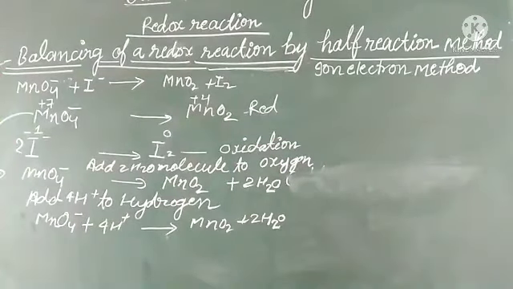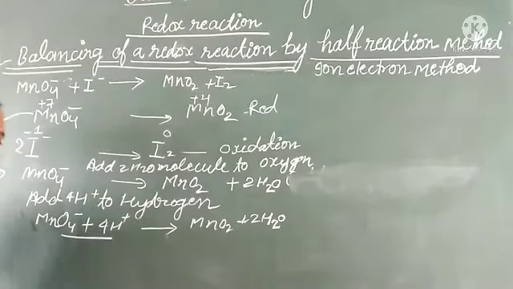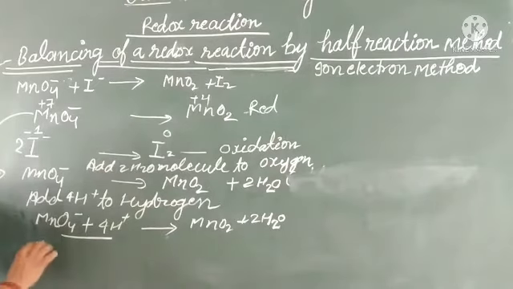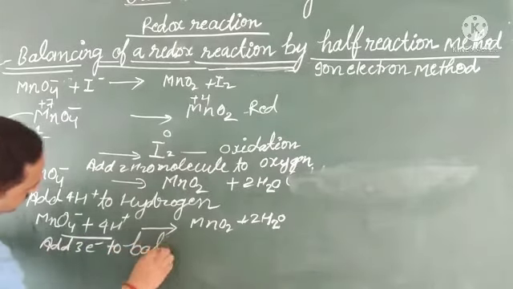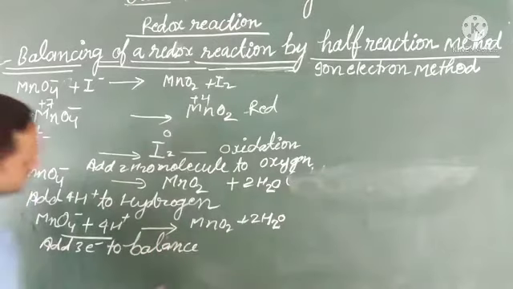Now we can balance the charges by using electrons. How many charges are on this side? Minus 1 and plus 4, so the total is plus 3. There are 3 positive charges there, so we will add 3 electrons to balance the charge.